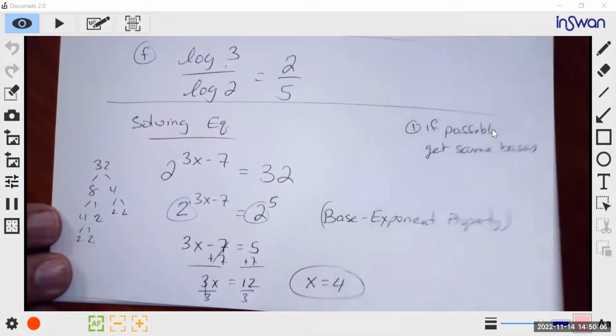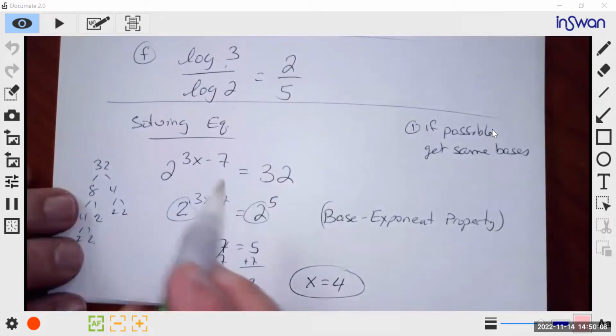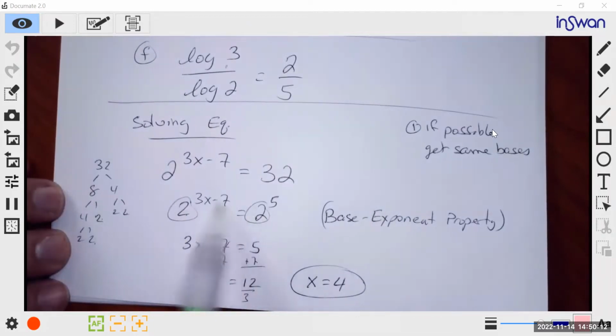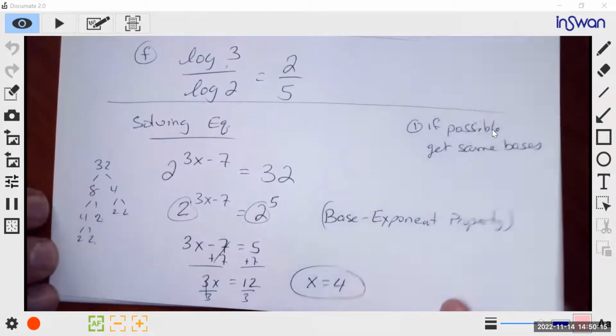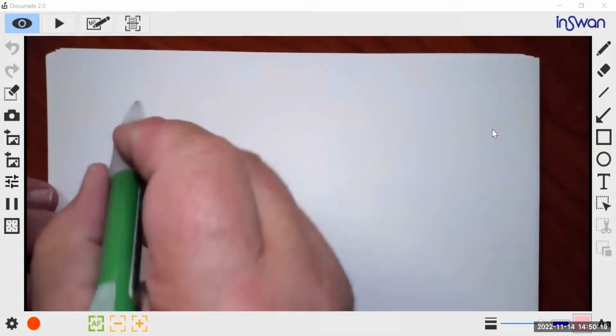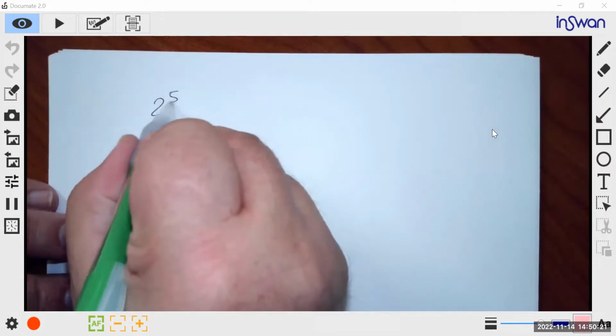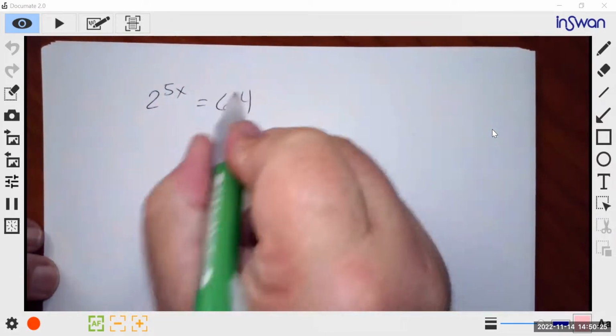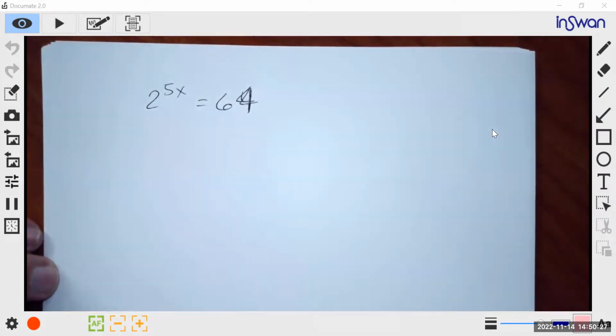Make sense? So if you have two numbers, the first thing you want to do is try to get the same bases. If you get the same bases, set the exponents equal and you're done. Two to the 5x equals 64.